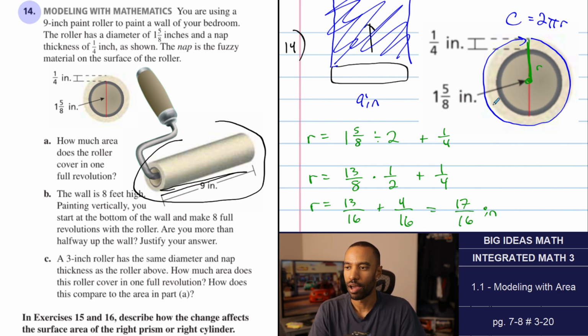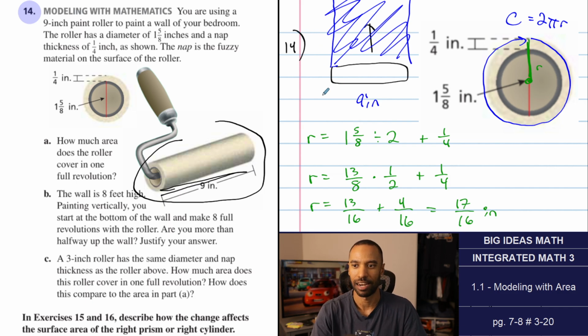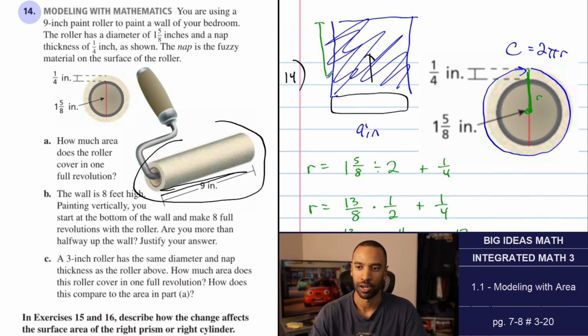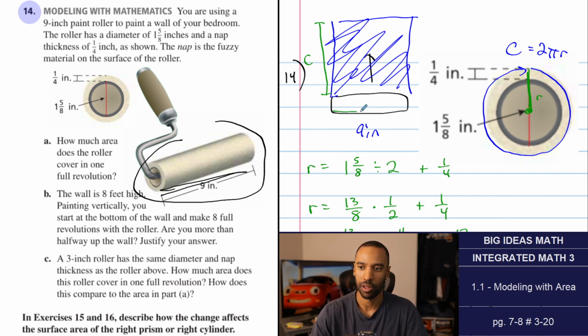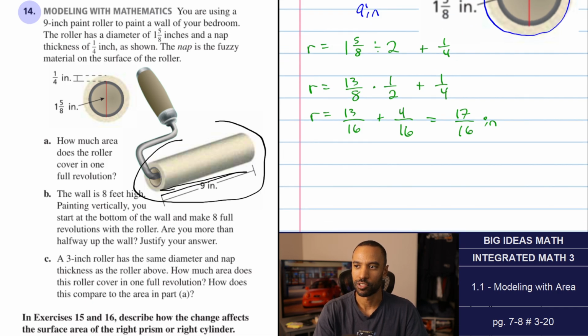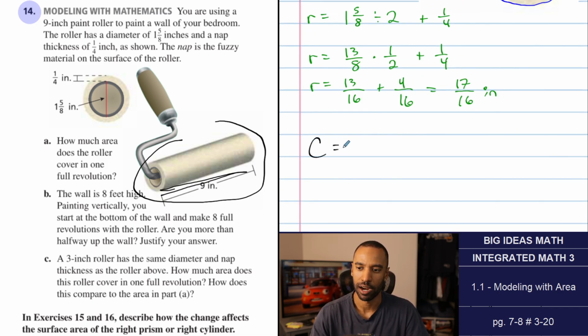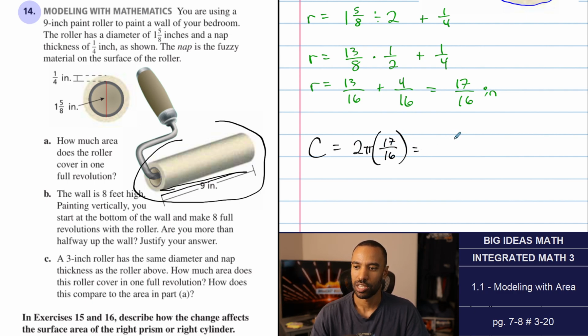Anyway, one full revolution is going that entire circumference, and that's going to be that kind of length that we're referring to right here. The length is the circumference for one full revolution, and we'll multiply by that width of 9. So we still need to find the circumference as a whole. Circumference is 2 pi r, 2 pi times radius. 2/16 is 1/8, so that becomes 17 pi over 8 inches as a circumference.